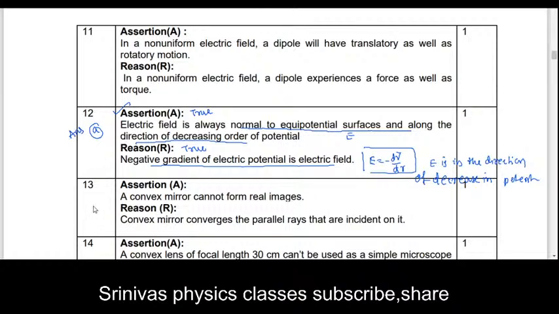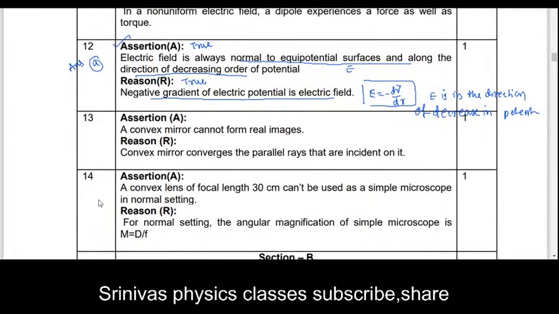Okay, next, the 13th one. Convex mirror cannot form the real image. No, it is false. Convex lens forms real images also. Convex mirror converges the parallel rays that are incident. If parallel rays are incident, they will be converged to meet at a point. It is true, right? A is false, B is true.